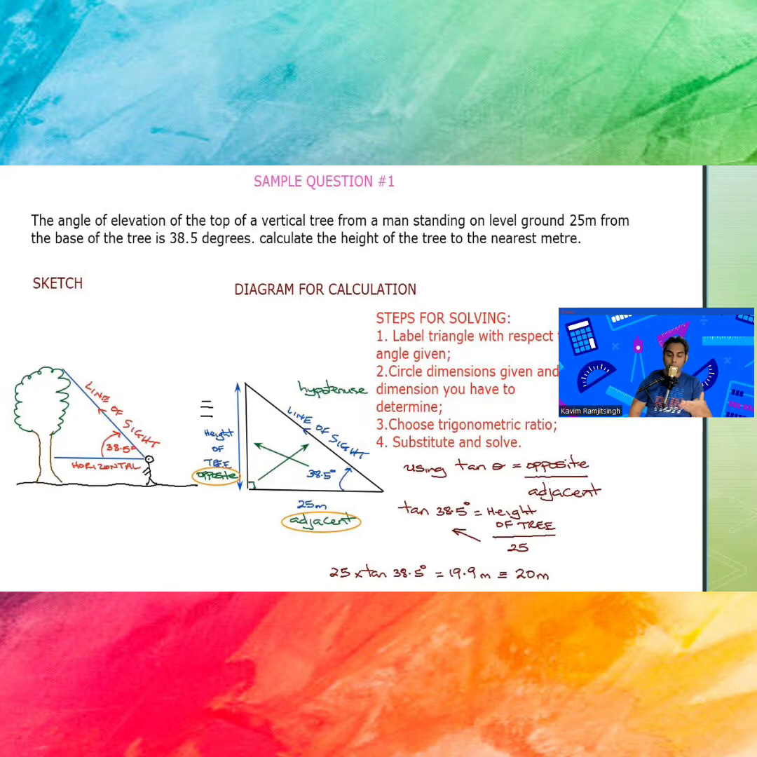So that is why you're seeing on the screen, we circle opposite and adjacent. And then we choose the trig ratio, and the trig ratio that has opposite side and adjacent side is tangent. So tan theta equals opposite over adjacent, we substitute the values that we have in the question, and we make the height of the tree, which is the opposite side, the subject, and we solve. And then we got 20 meters for the height of the tree, right?